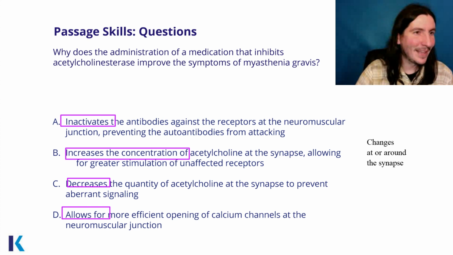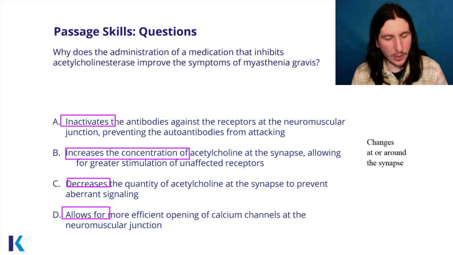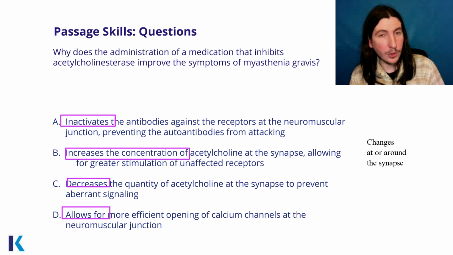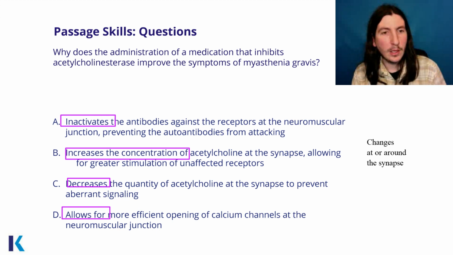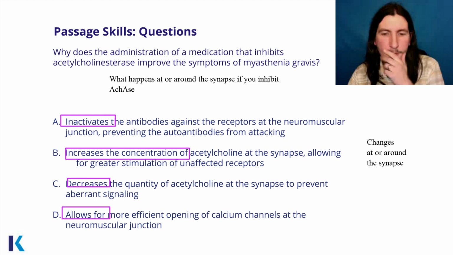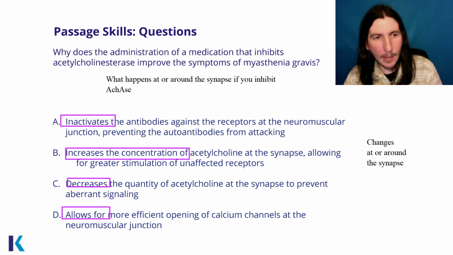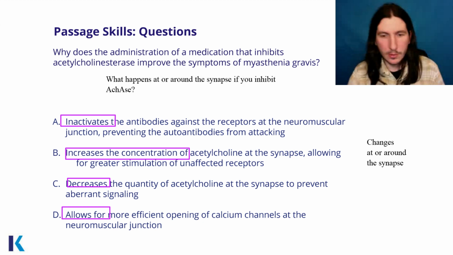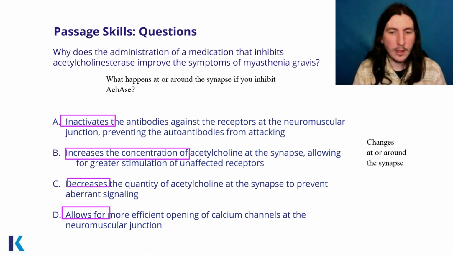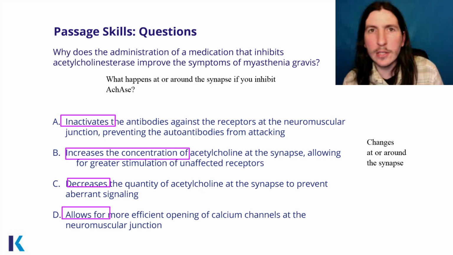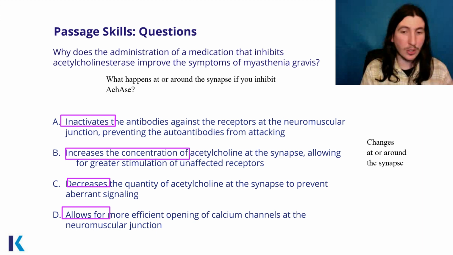So what I want to do is I want to turn this into what happens at or around the synapse, using those answer choices, if you inhibit AChE, acetylcholinesterase. So I'm going to ask you that question instead. What happens at or around the synapse when you inhibit acetylcholinesterase? And before you look at those answer choices now, notice we haven't gone back to those answer choices, and I should have covered them up. I'm sorry.